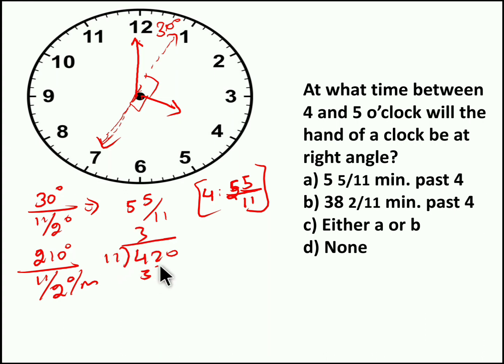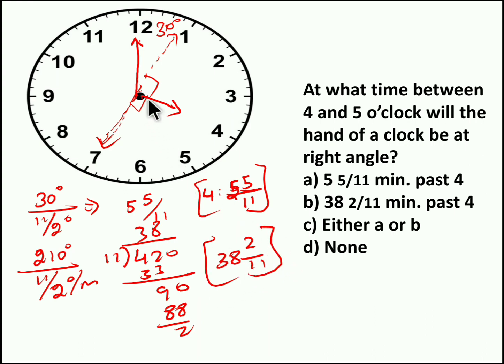3 times 33, we get 99. 8 times 88, we get remainder 2. So when you solve it, you get 38 2 by 11 minutes. So exactly at 4 o'clock 38 2 by 11 minutes, both the needles will make another 90 degrees. So we get option A correct as well as option B correct. So either A or B is correct.